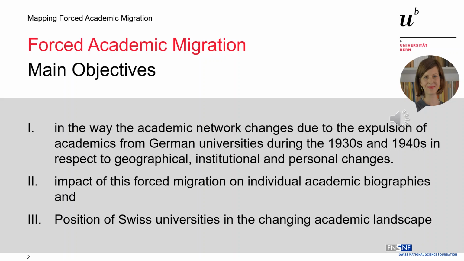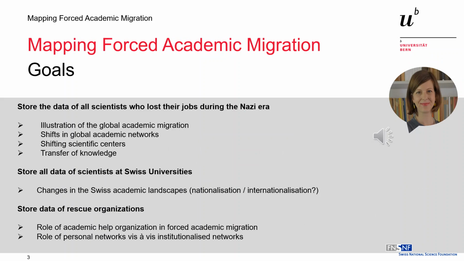Our research is driven by three main objectives. We ask in which ways the academic network changes due to the expulsion of academics from German universities and later other countries during the 1930s and 40s in respect to geographical, institutional and personal changes. We are interested in the impact of this forced migration on individual academic biographies, and we study the position of Swiss universities in the changing academic landscape. It is our goal to visualize these three main research questions I have just formulated.